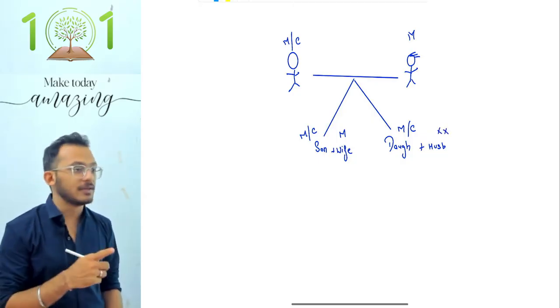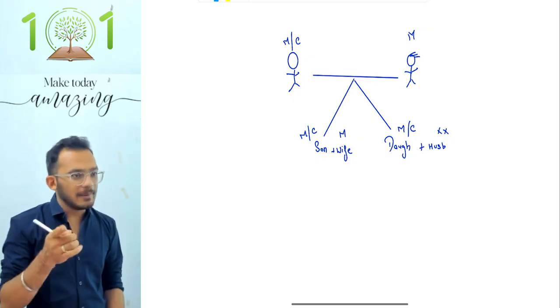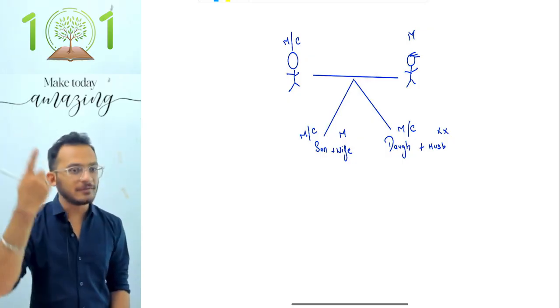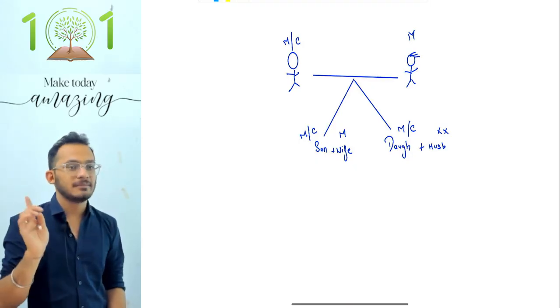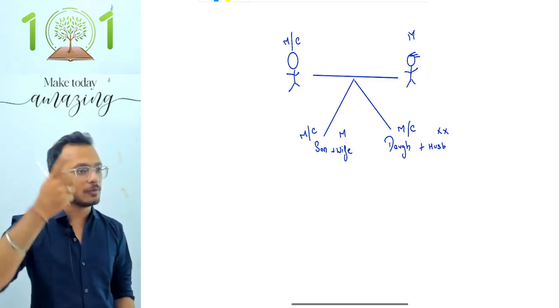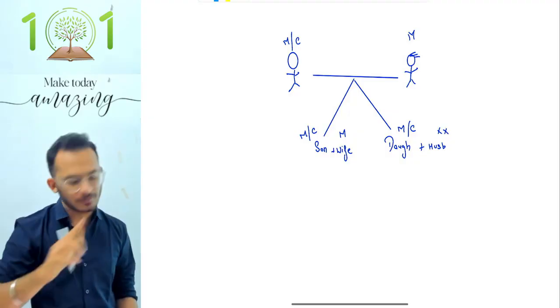Now here is the funny thing. Notice, daughter is a member of my HUF also. She is a member of that HUF also. But she's a co-partner in my HUF. She's not a co-partner in that HUF. Yes or no? Yes. Very good.